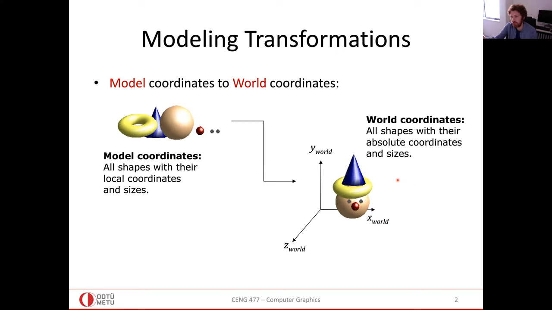And then later, next week, we will actually see how to move this world arrangement into the camera space, into the viewing coordinates. So currently, today, this week, we will just deal with the first part, which is from modeling coordinates to the world coordinates.